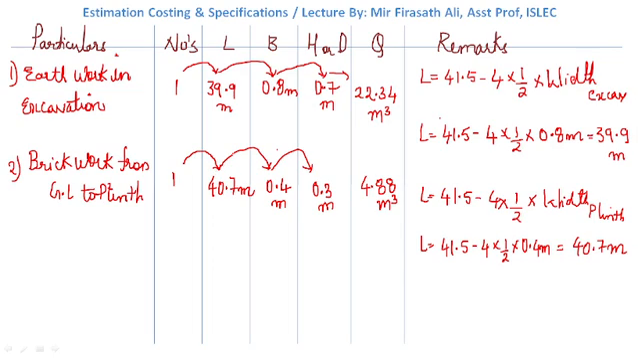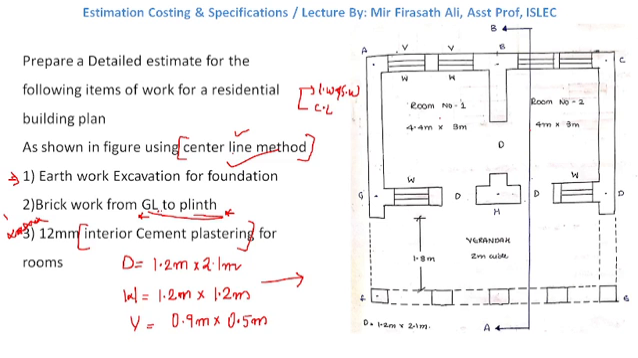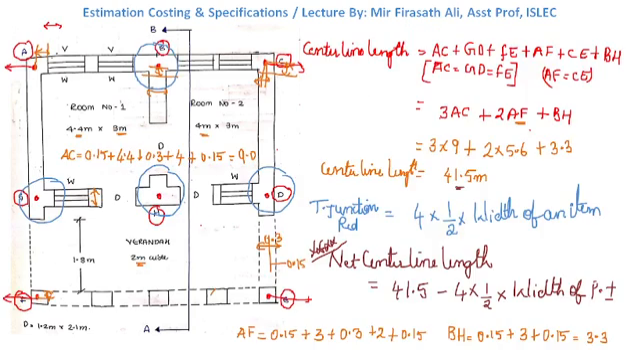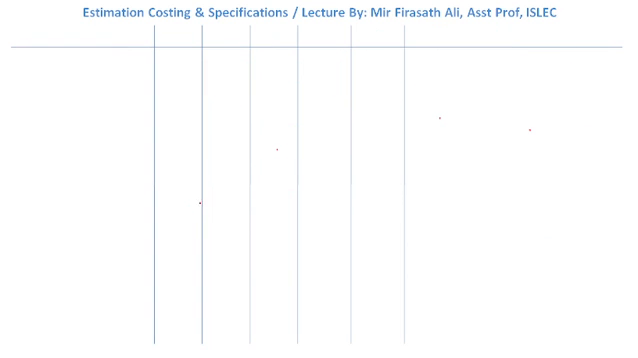Our next new thing which we have introduced is 12 mm interior cement plastering. What it is? 12 mm interior cement plastering for room. So let us write our third particulars. Okay. Again fill this table. Particular, numbers, length, breadth, height, quantity, remarks.